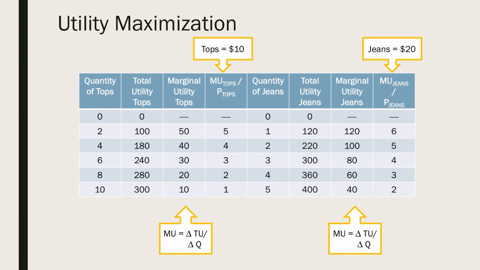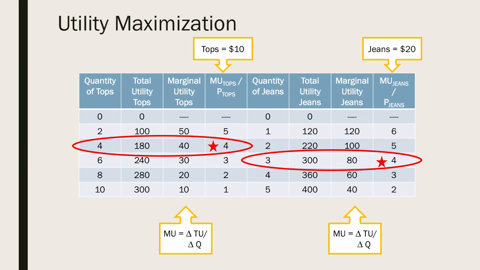Now from here, what I want to do is find a combination of tops and jeans that are going to provide me equal value of marginal utility per dollar. So what I notice is that if I consume 4 tops and 3 units of jeans, I'm now able to maximize my utility while also spending my full $100 budget.